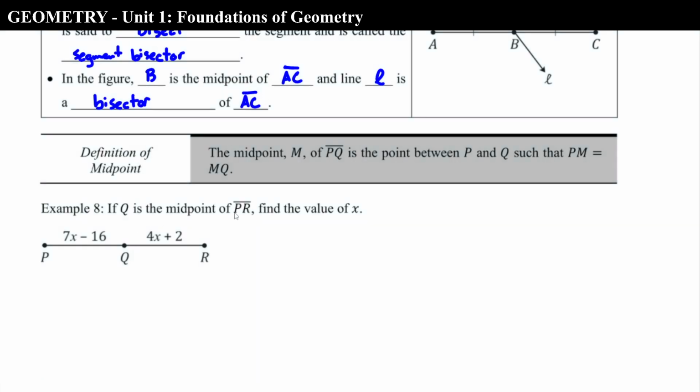If Q is the midpoint of segment PR, find the value of x. Well, if Q is the midpoint, then we know that PQ and QR are the same length. If they are the same length, then we can set them equal to each other. And again, I want to see the geometry. Show me the geometry step first. PQ is 7x minus 16. QR is 4x plus 2. Now we just solve for x. So let's subtract 4x from 7x, that gives us 3x. Let's add 16 to 2, that gives us 18. So x equals 6.